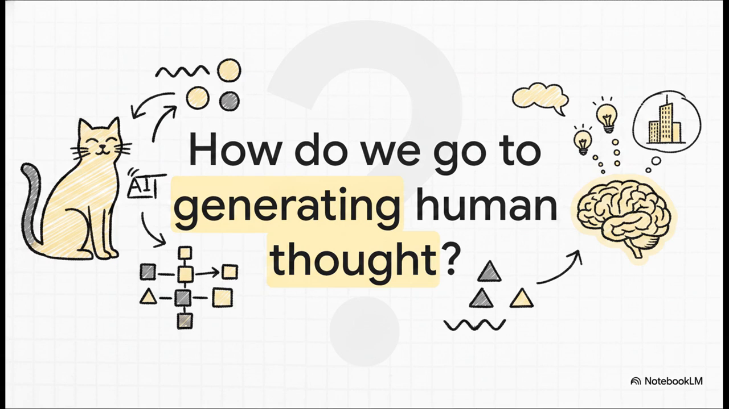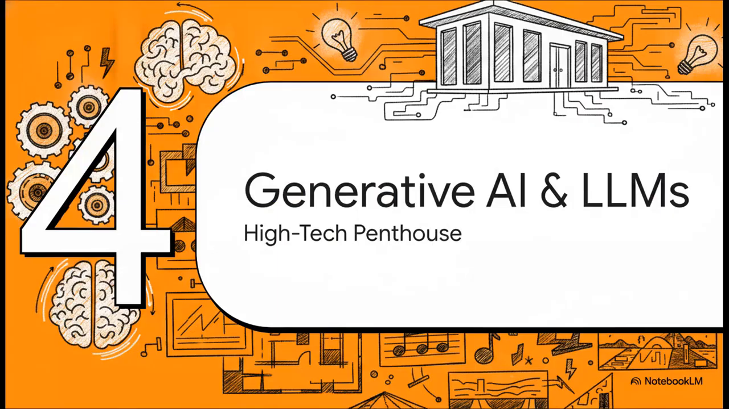But before we go any further up our skyscraper, let's just pause for a second. Think about this. How do we go from merely recognizing data, like classifying an image of a cat, to actually generating new, coherent, seemingly human thought? The answer to that question brings us to Phase 4, generative AI and LLMs, the high-tech penthouse. Welcome to the absolute cutting edge of the AI landscape today, where models generate completely new content.